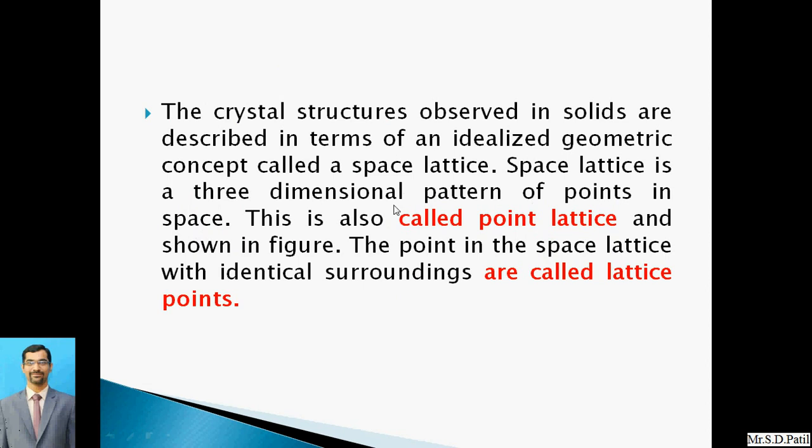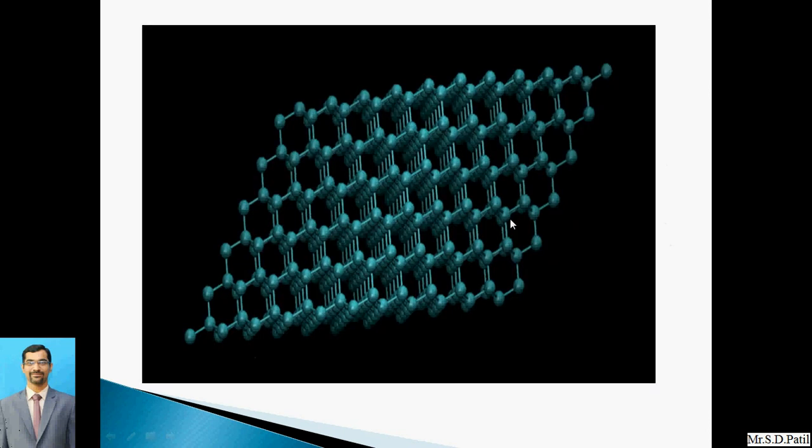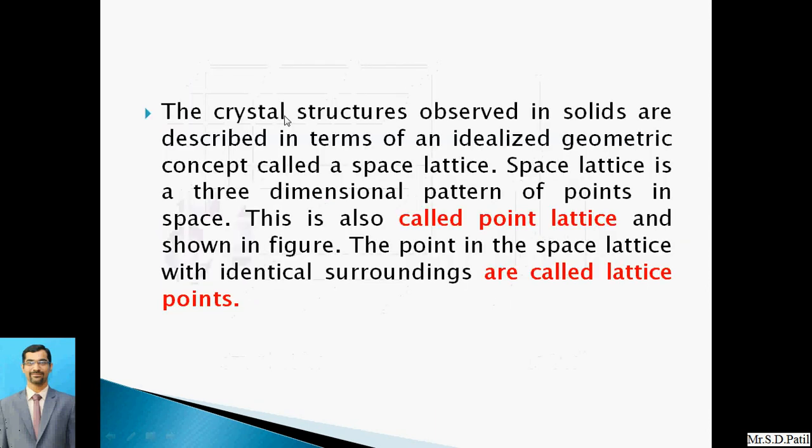Once again we will see the space lattice. What does it mean? In the space, the three-dimensional pattern of points is also called a point lattice. From this particular image you can imagine. That's why I've taken the black background over here, so you can imagine this will be a space, this is the point, which has the three-dimensional pattern. So it is called a point lattice or space lattice. Now this might be clear to you.